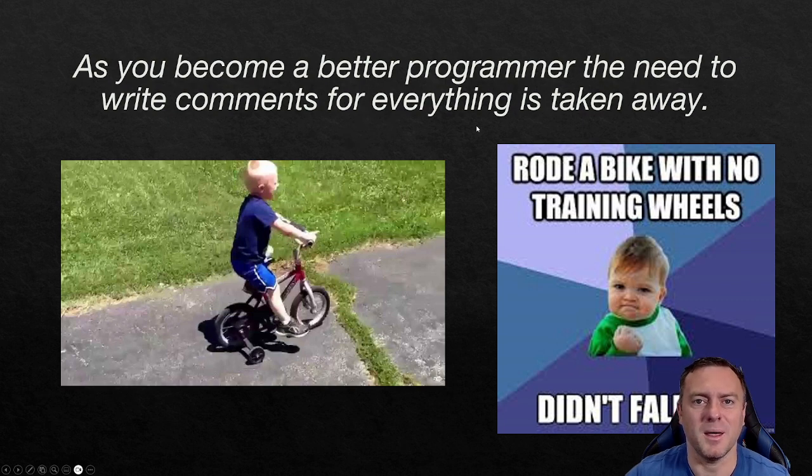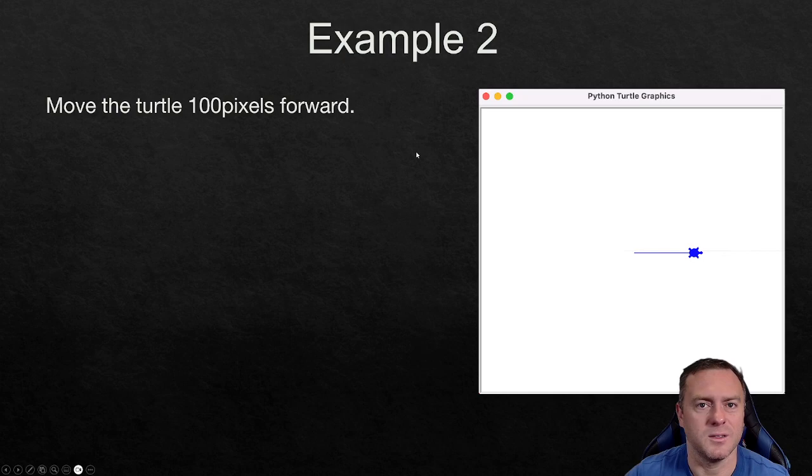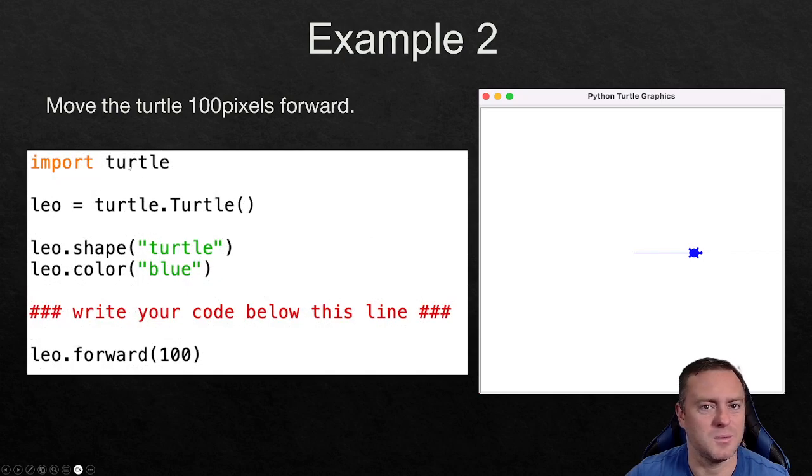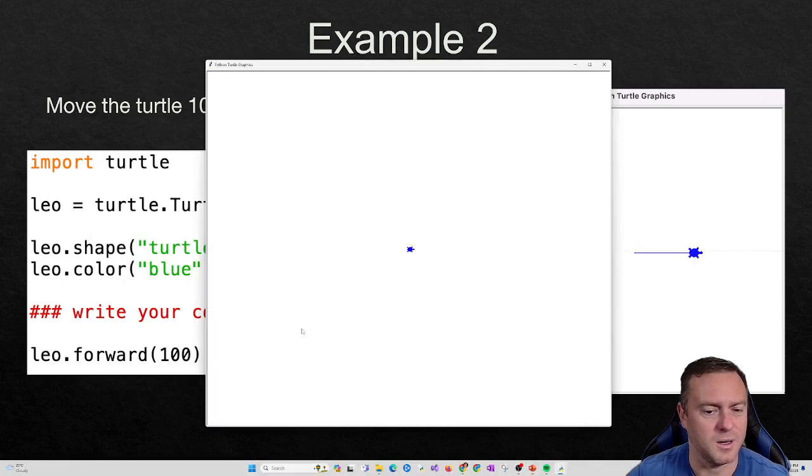So as you get better at programming, the need to write comments for everything sort of starts dwindling away. Basically what happens here is when I write the code, usually I would leave that because that code's pretty self-explanatory, because it says the shape is the turtle, the color is blue. And then underneath here, I would write the code below. So what we're going to do now is write this comment here.